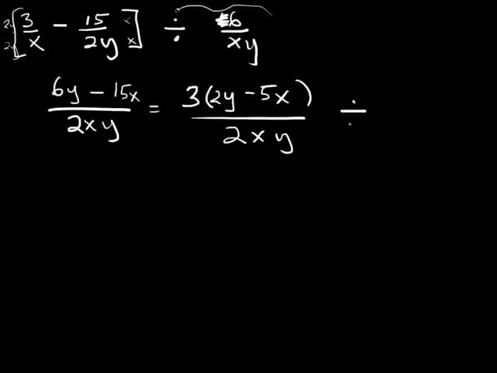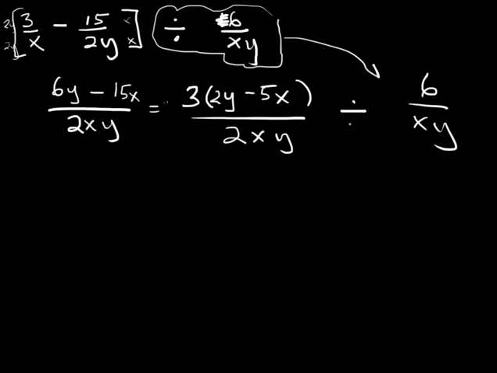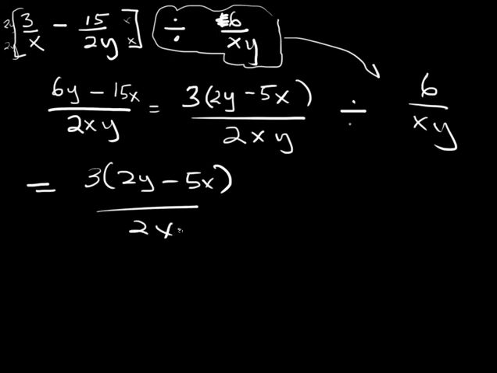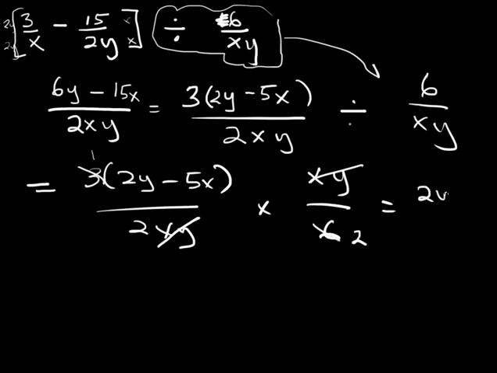Divided by, we still need to bring this quantity right here over here, divided by 6xy. All right, now we use our division rule. In order for us to divide, we change this to multiplication, so it becomes 3 times 2y minus 5x over 2xy, multiplied by xy over 6. The xy's can cancel each other, 3 can cancel 6, and your final answer would be 2y minus 5x over 2.